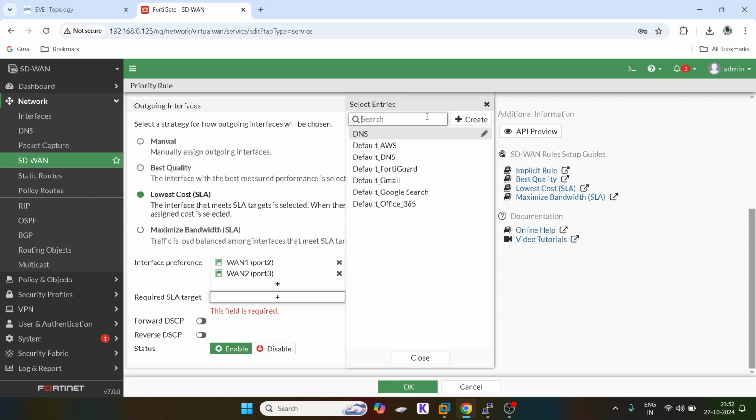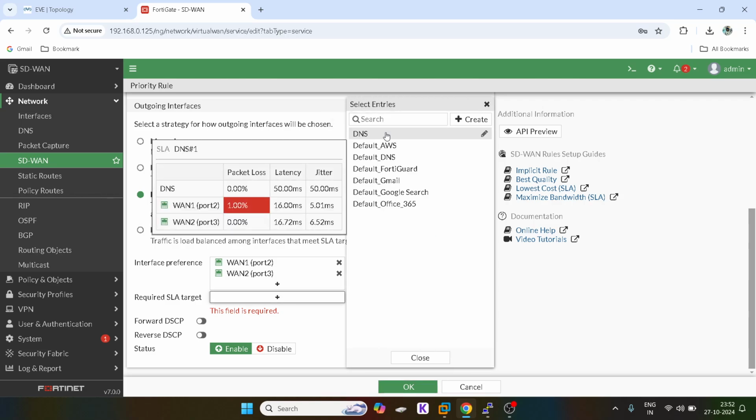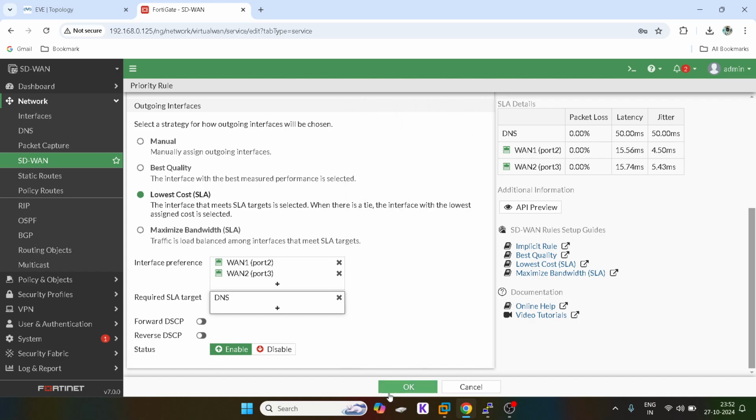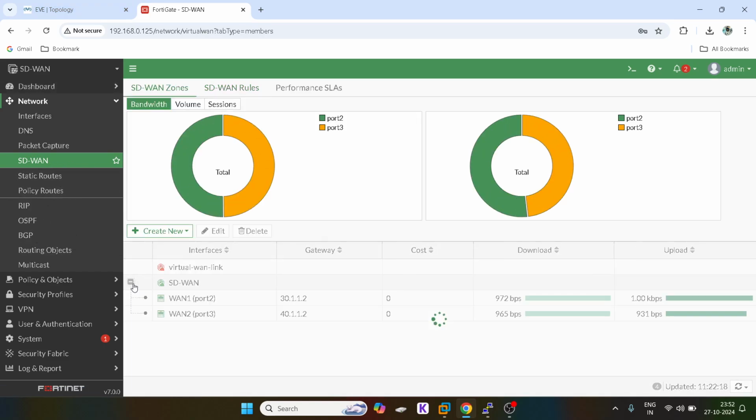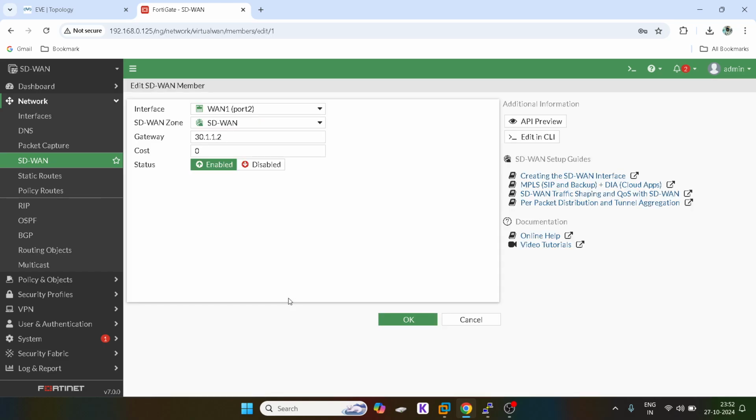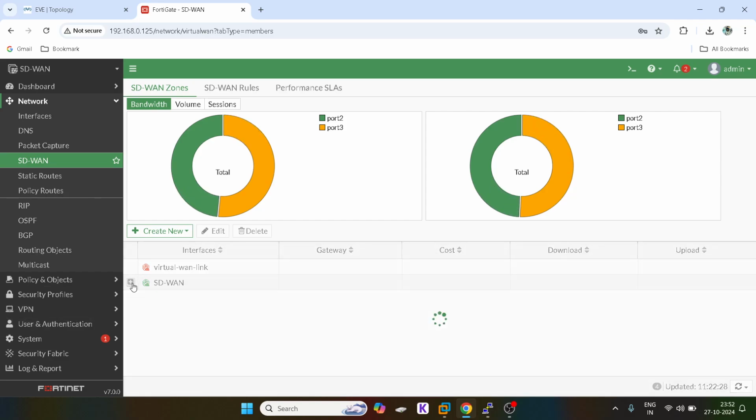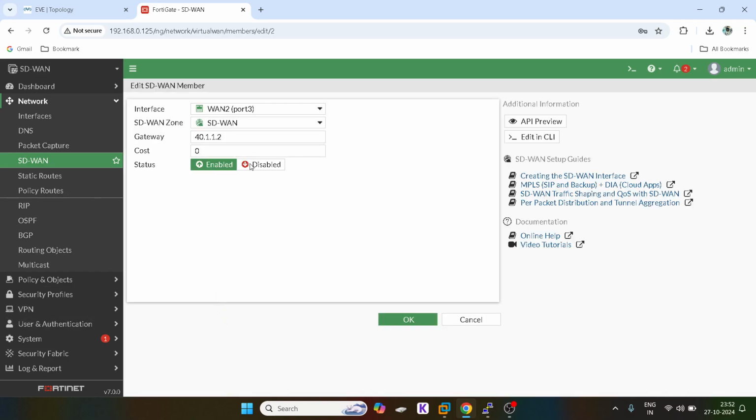Required SLA target, which is our global DNS. Now what I will do, I will go in SD-WAN. As of now the cost is 0. What I will do, I will give a lower cost for this link and a higher cost for this link.